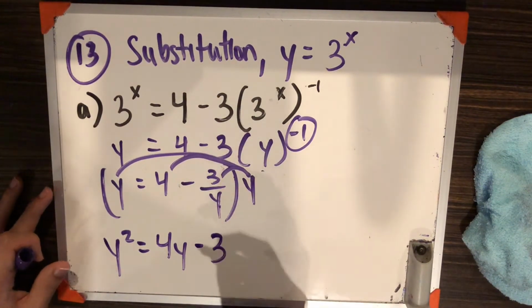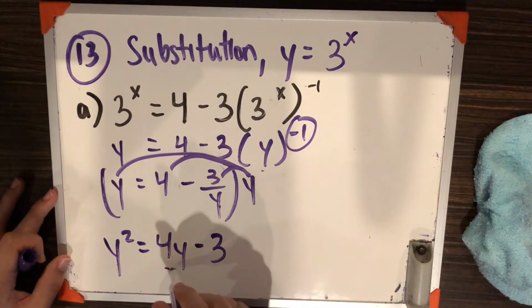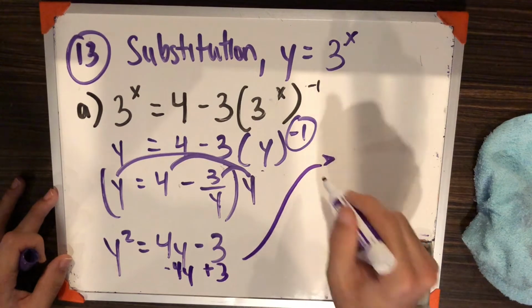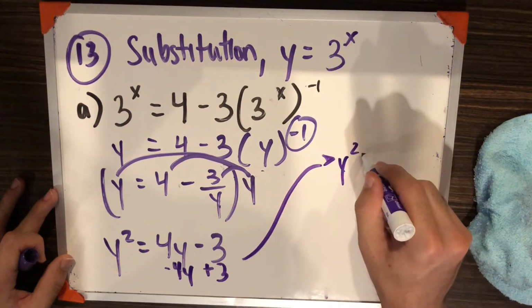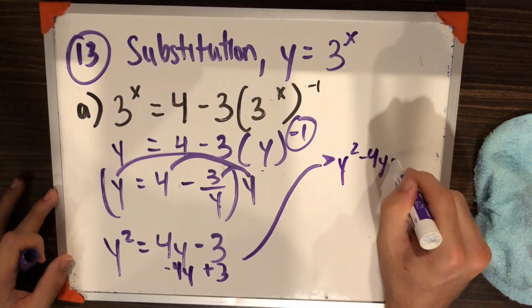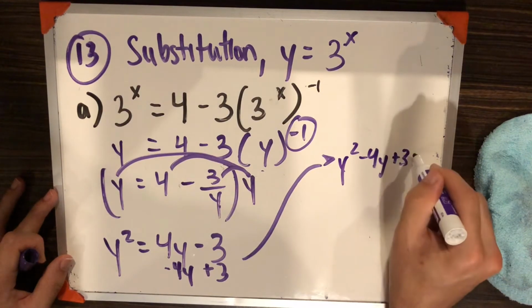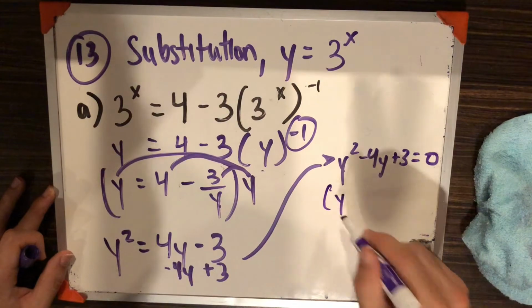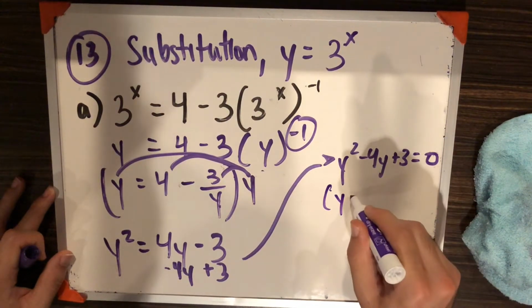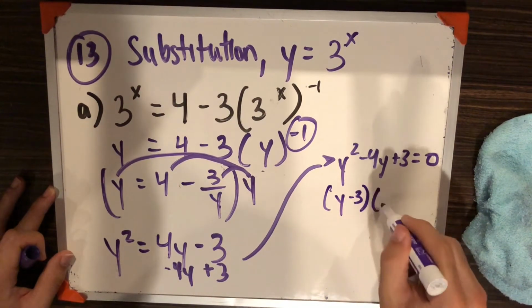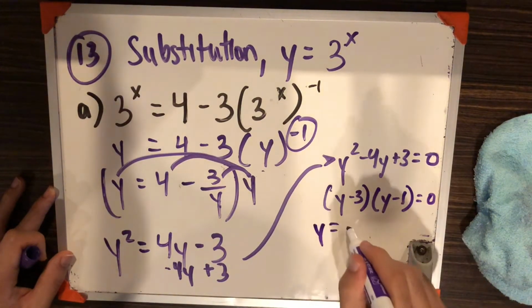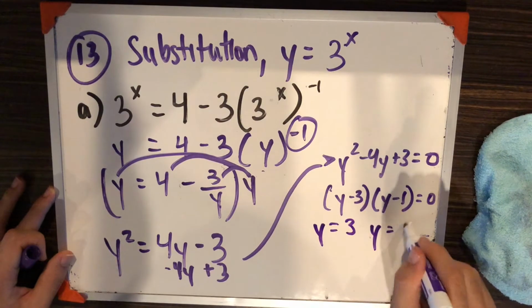Push everything to one side, so minus 4y, and then plus 3. So y squared minus 4y plus 3 is equal to 0. We can factor this by saying y minus 3 and y minus 1 is equal to 0. Well, we have y is equal to 3 and y is equal to 1.